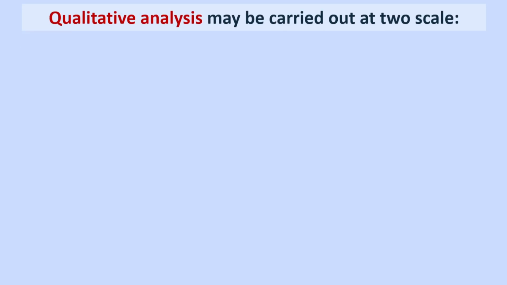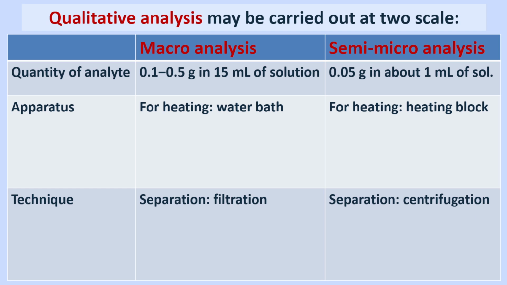Now let us focus back on qualitative analysis of acid radicals. Qualitative analysis can be carried out on two scales, one at the micro level and the other at the semi-micro level. Let us quickly compare the two. As shown in the table, the quantity of the unknown sample, also known as analyte, to be analyzed is between 0.1 to 0.5 gram in 15 to 20 ml of the solution for micro level analysis. On the other hand, for semi-micro analysis, only 0.05 gram in about 1 ml of solution is sufficient.